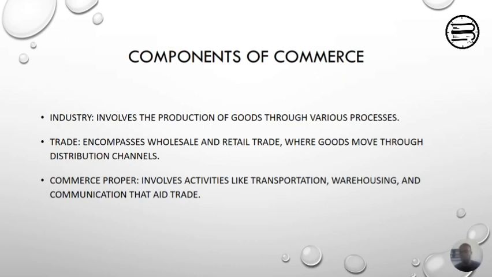This is where we're looking at the big players of the game in terms of goods moving through a distribution channel. Whenever we talk about wholesale and retail trade, we're talking about the breaking of the big bulk. The wholesaler buys goods in big bulk, breaks the bulk and gives it to the retailers, and the retailers, according to the distribution channel, then break the bulk into smaller units so that they can sell to the consumer. So that's the channel of distribution that you need to know. Then commerce proper involves activities such as transportation, warehousing, and communication that aid trade.